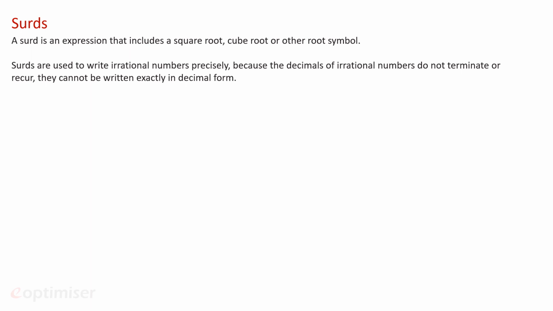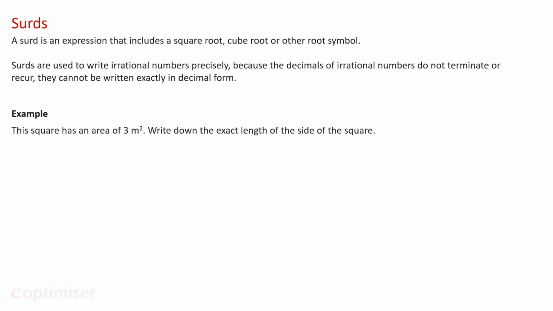Surds are used to write irrational numbers precisely, because the decimals of irrational numbers do not terminate or reoccur. They cannot be written exactly in decimal form. Say, for example, a square of area 3 meters squared. What is the length of a side? The length of that square is square root of 3. You can't write it as a fraction or in terminating decimal format.